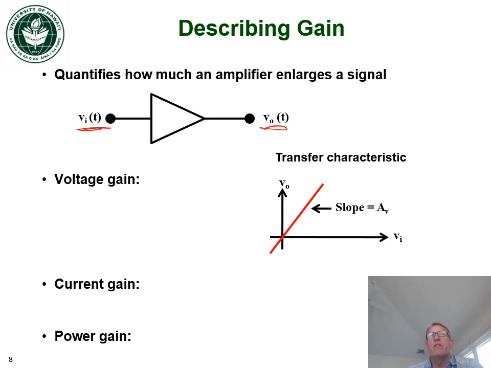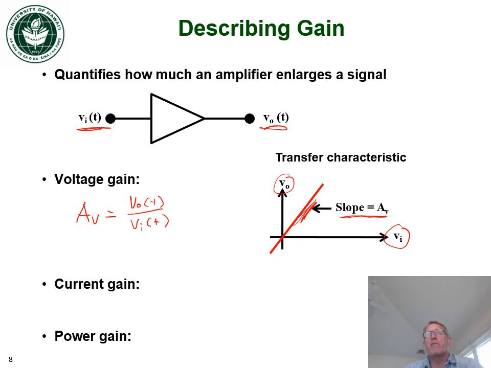So if this were a linear amplifier, we can plot V out as a function of V in, and you can see that the slope of this line, this is linear, and that implies linear amplification, and the slope is the voltage gain. So we can write that the voltage gain AV is equal to V out over V in. That describes the voltage gain, or the slope of our amplifier, the slope of the transfer characteristic.